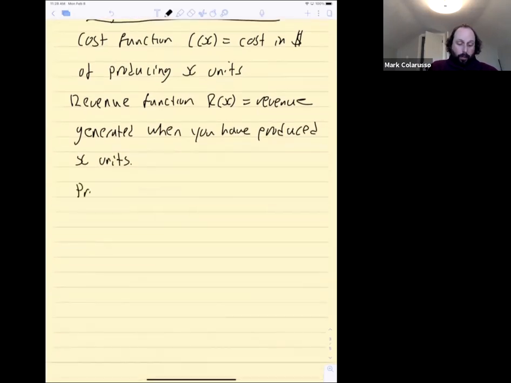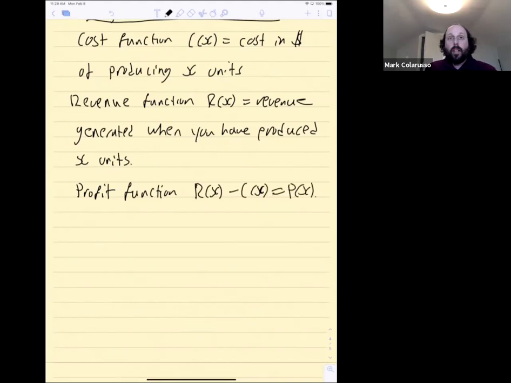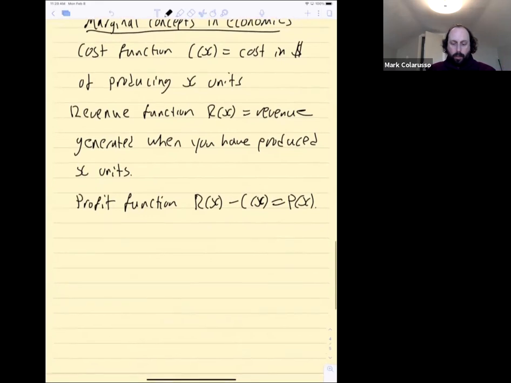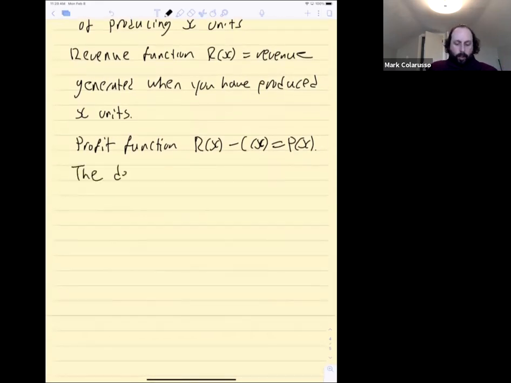And then you have the profit function, which is the most important, right? Which is the revenue minus the cost. And we should give that a name, we'll call it P of X. Okay, so now the derivatives of these functions are the so-called marginal functions. And they have important meanings for reasons we'll see in a moment.